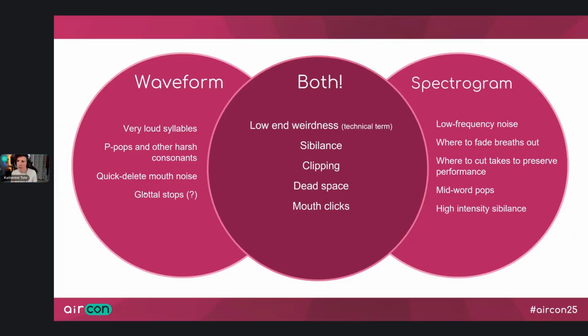And then in the spectrogram, things I think are super easy to find, and a little harder in the waveform, are low frequency noise, where to fade breaths out, and where to cut takes to preserve performances. Again, that's what I use in Reaper the most. Also mid-word pops, and really high intensity sibilants, like that really white looking color in the spectrogram.